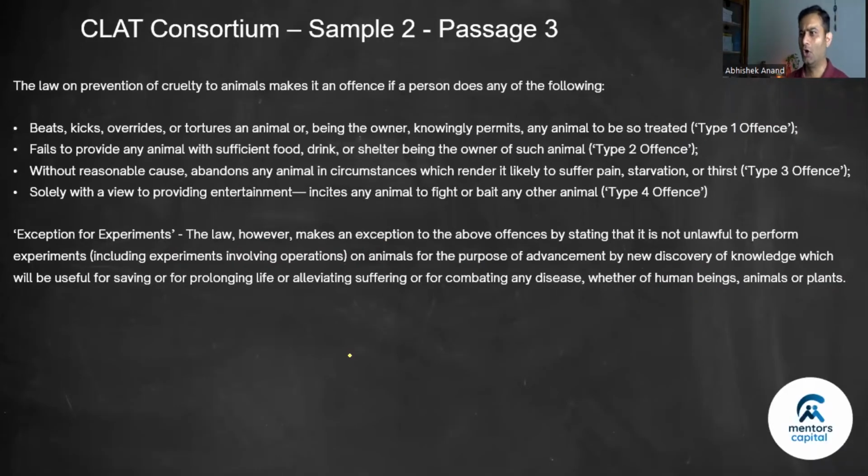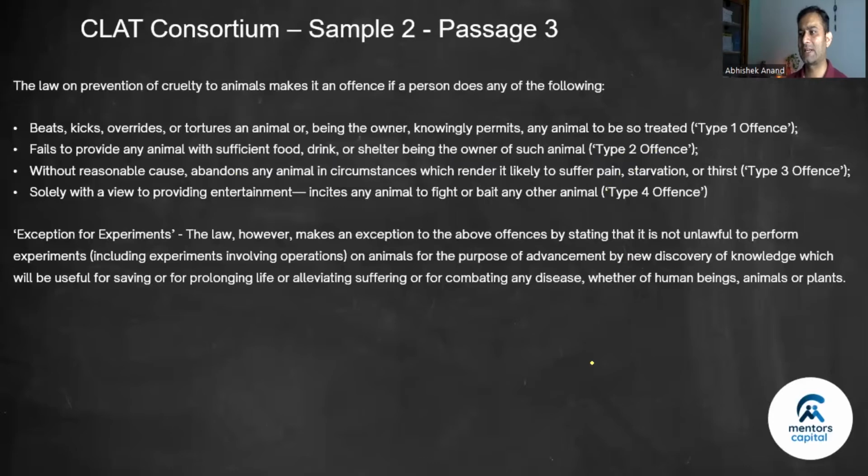The law on prevention of cruelty to animals makes it an offense if a person does any of the following. The passage is serious, but the case scenario and the questions are quite funny. Beats, kicks, overrides or tortures an animal: if you do anything like that, you fall in type 1. Or if you're an owner and knowingly permit any animal to be so treated. If I am the owner, I'm not doing it myself, but someone else is doing it to my animal, and I know that and I allow it, then I would be said to have committed a type 1 offense.